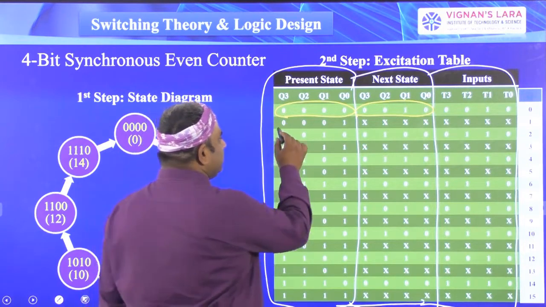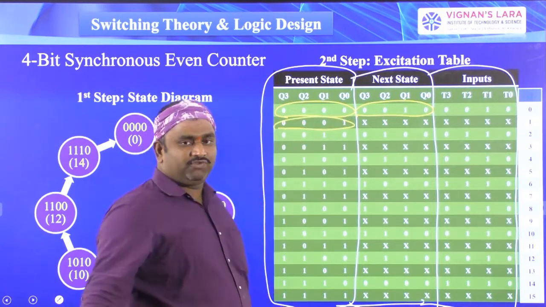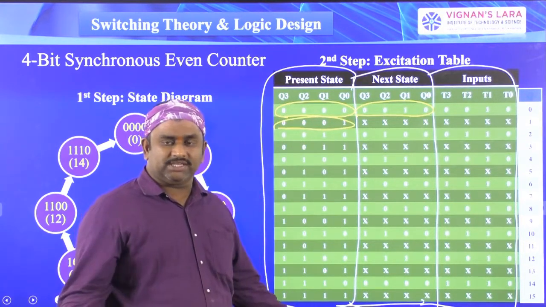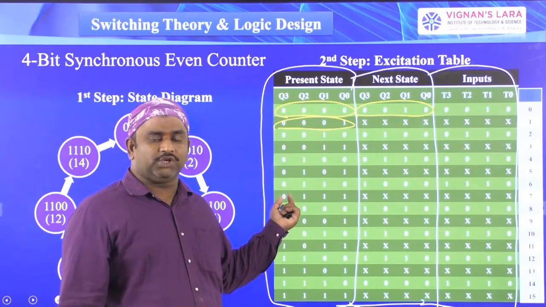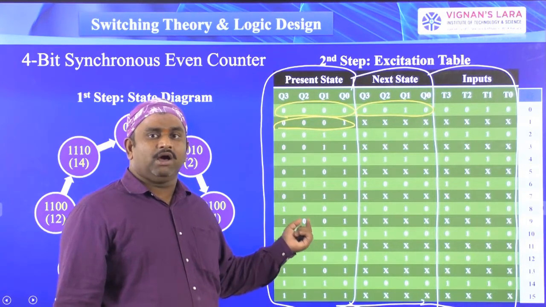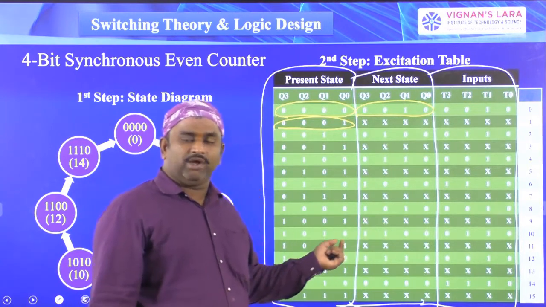Right. If the present state is 1, there is no next state. Why? Because here we are not considering the odd values 1, 3, 5, 7, 9, 11, 13, 15. These values we are not mentioning.